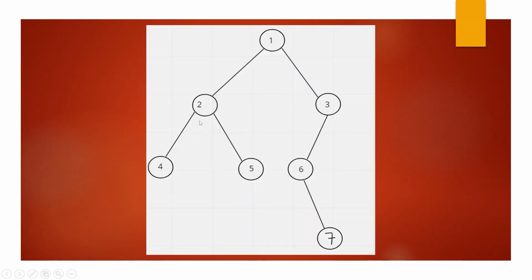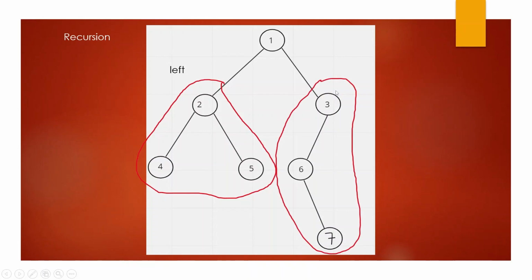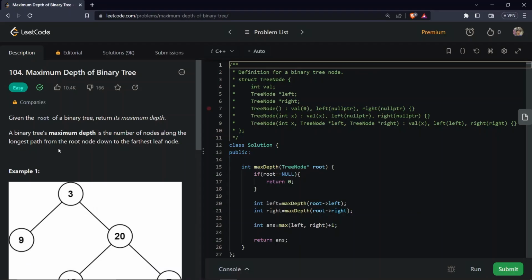So now suppose this is the question we have. We will make use of recursion to solve this problem. What will recursion do? It will go to the left subtree and give me the height of the left subtree, then it will go to the right subtree and bring me the height of the right subtree. Then I'll take the maximum of left or right and just add 1 to the final. Since I've already solved this problem, I'll just explain it to you.